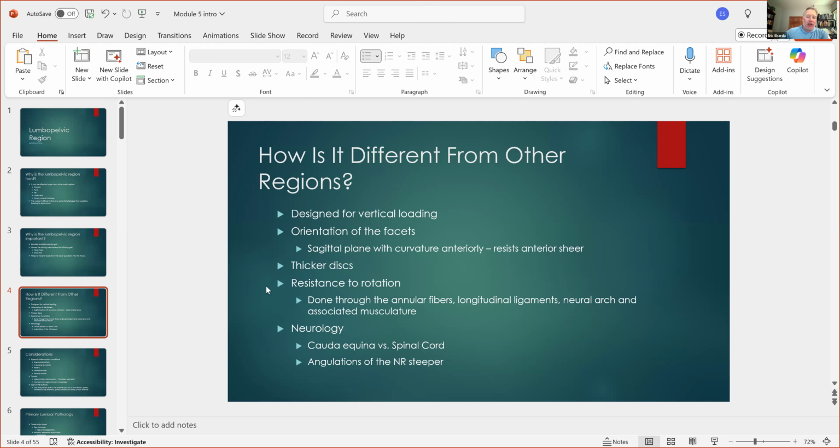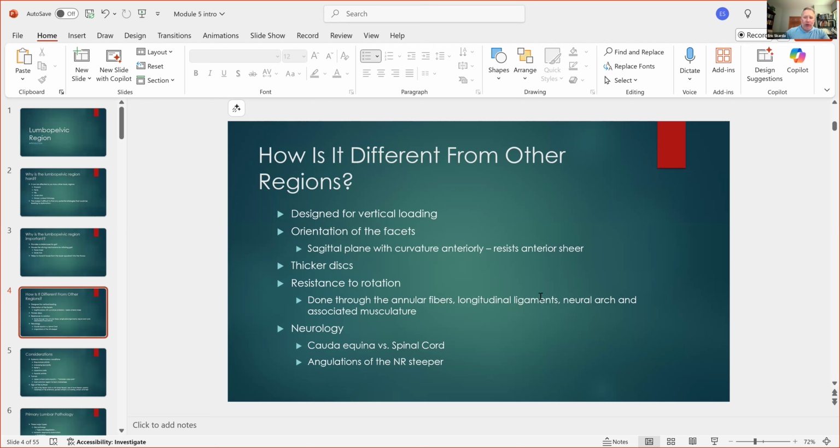Resistance to rotation. We've talked about this plenty during the thoracic course. So the orientation of the facets is one of the major factors here. If I rotate, they're just going to bang into each other, and it's not going to allow much to happen there. It's actually the longitudinal ligaments, believe it or not, that have the highest percentage of resistance to rotation in the lumbar spine, which I thought was abnormal.